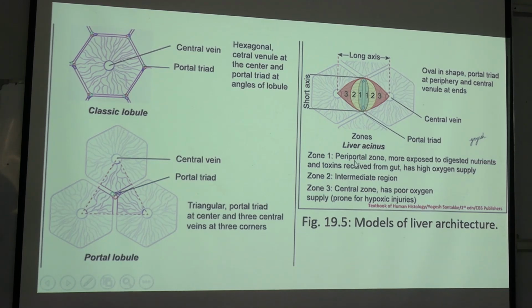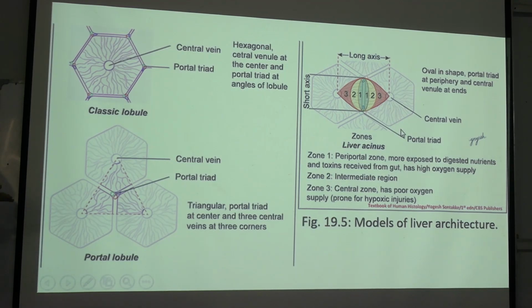So we call them periportal zone, zone 1, then we have zone 2, the intermediate zone, which is in between, and zone 3, which is the poor oxygen region, depending on what kind of pathogens or what kind of trouble the liver is getting. Based on that, we divide it.